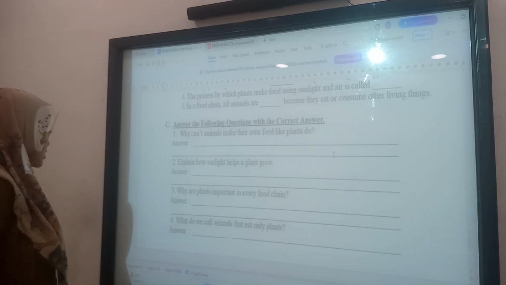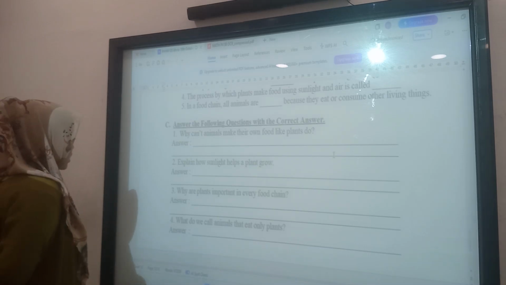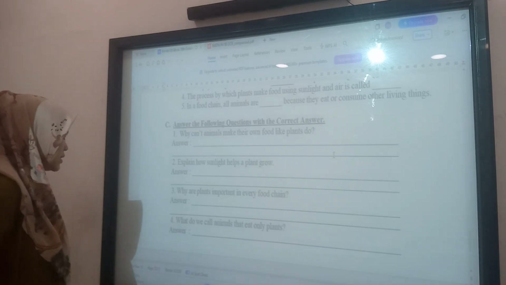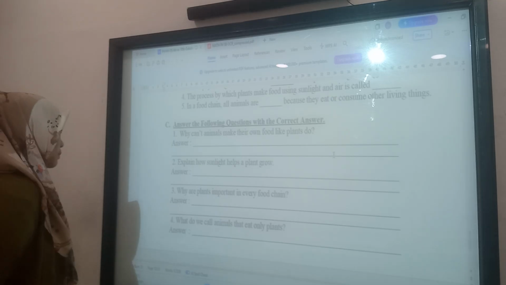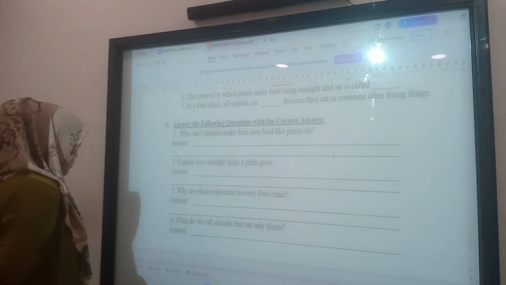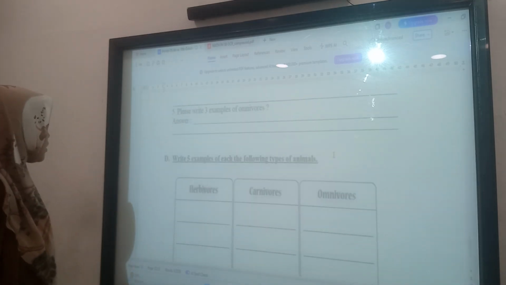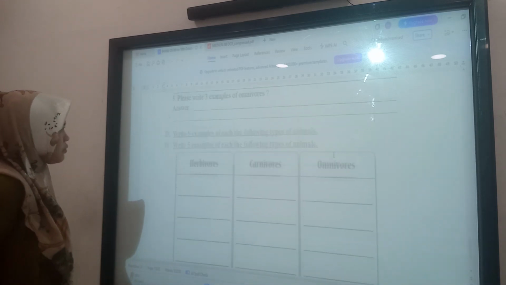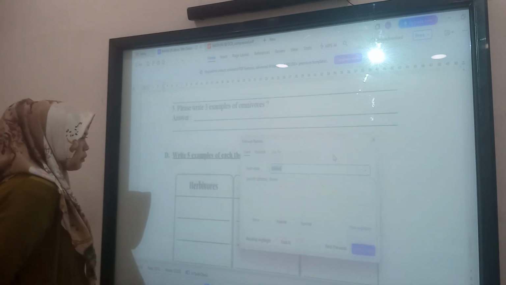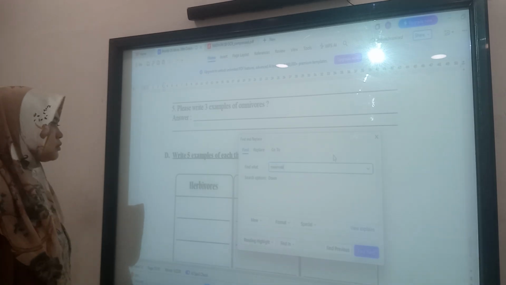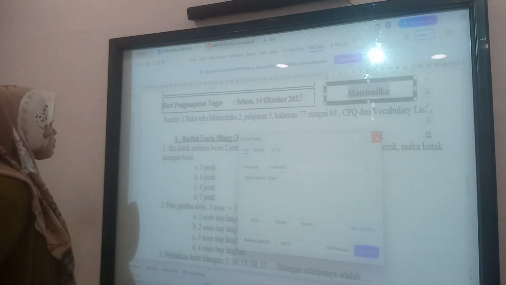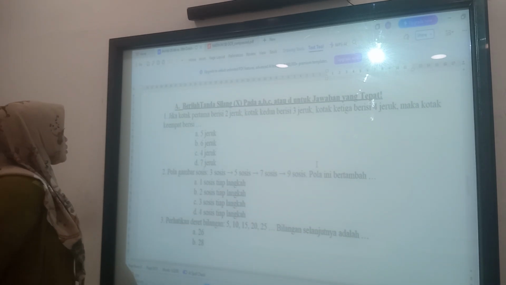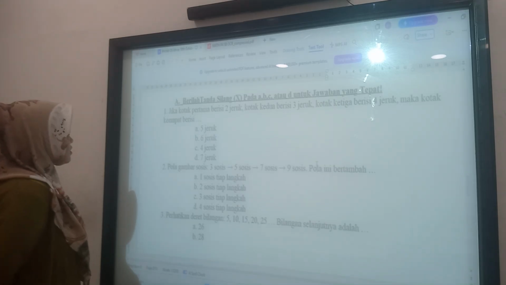Number 4. What do we call animals that eat only plants? The animals that only eat plants are herbivores. Number 5. Please write an example of omnivores: bear, chickens, and human. Okay, this is all of it, based on the book.